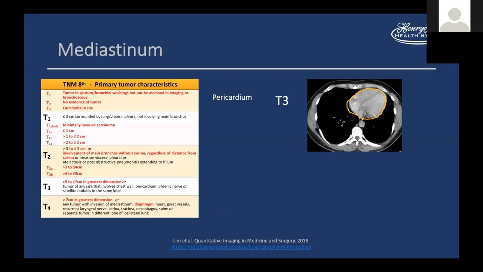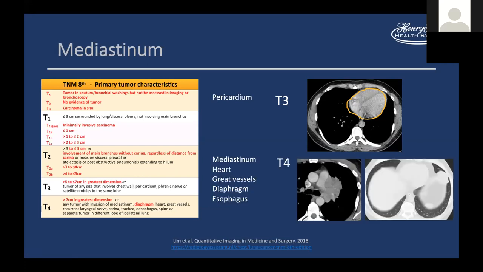For the mediastinum, if the pericardium is involved, this is T3. Sometimes on CT scan, it's hard to appreciate pericardium involvement. Sometimes on PET scan, it's a little bit more obvious, but again, this is something that's probably more described surgically. And then if there's any degree of mediastinal invasion, it's considered T4. So if the heart's involved, the great vessels are involved, as you can see here with your pulmonary artery. If the diaphragm is involved, it's considered T4. And if the esophagus is involved, it's T4.